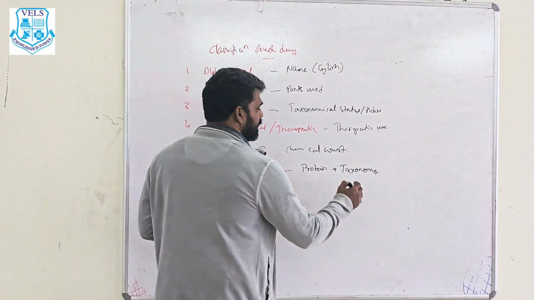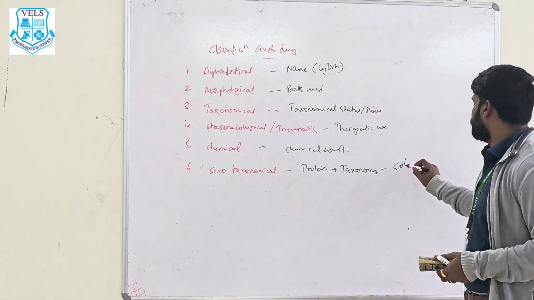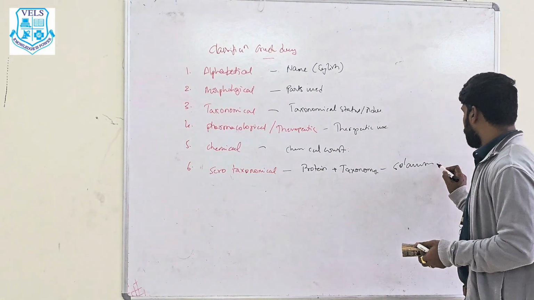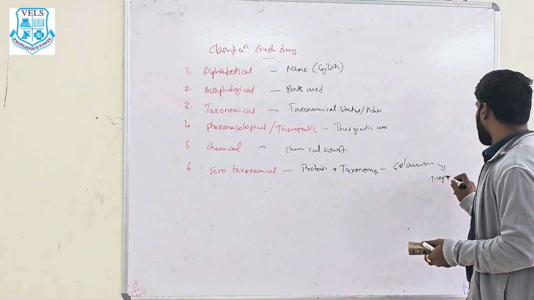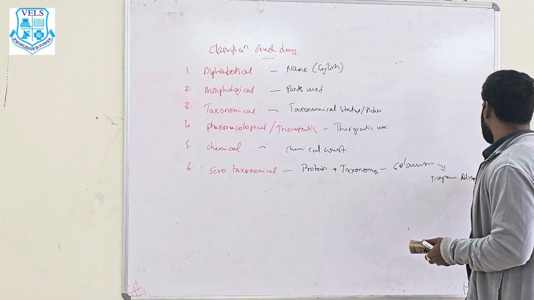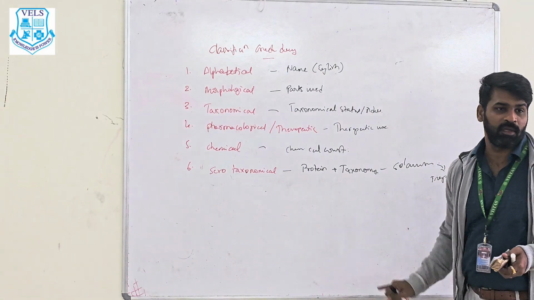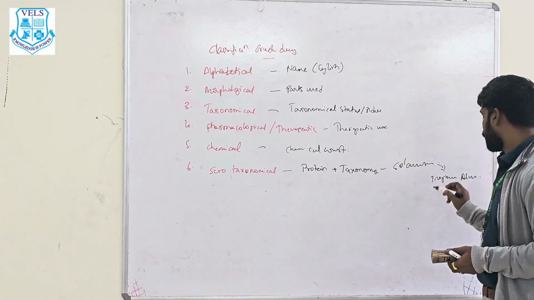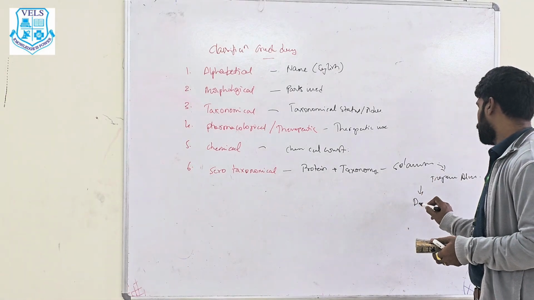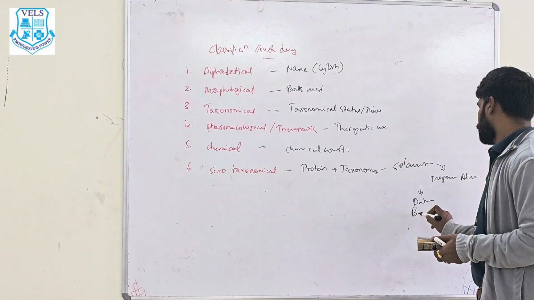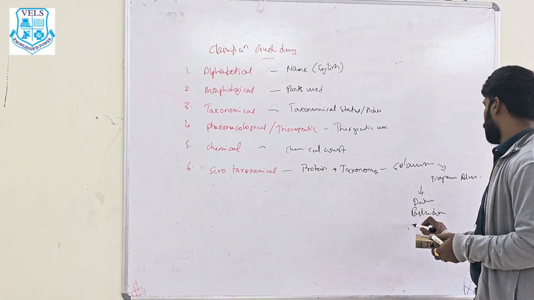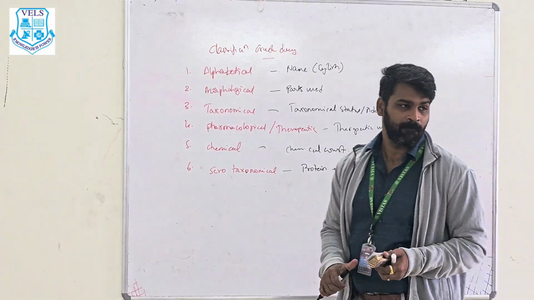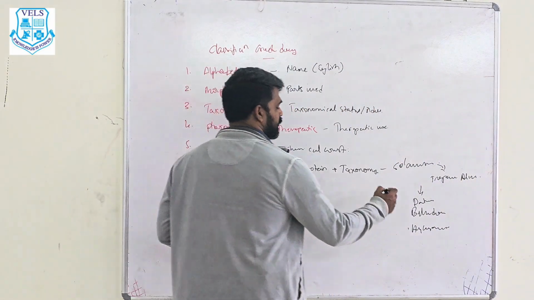Like plants belonging to Solanaceae, they will produce tropane alkaloids. Okay. Examples: Datura, Belladonna, Hyoscyamus. You can say Solanum also.